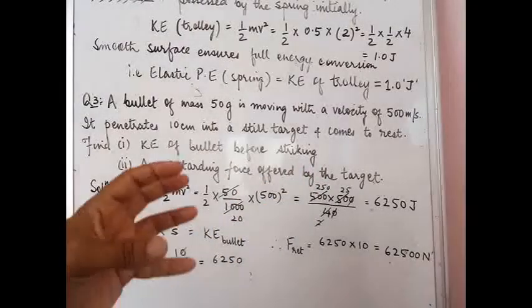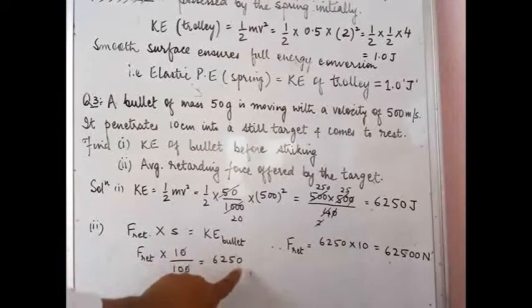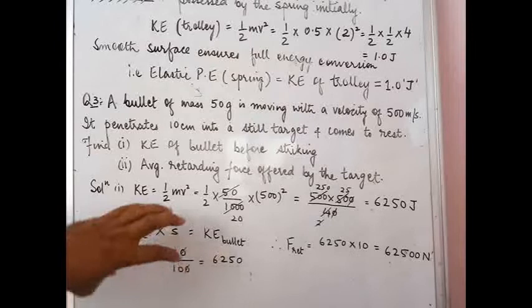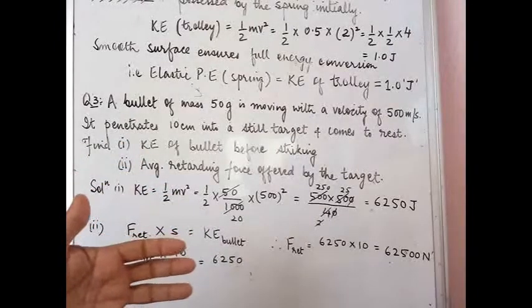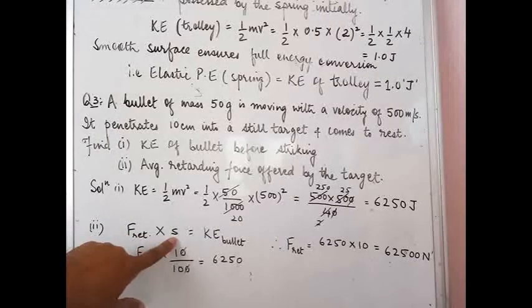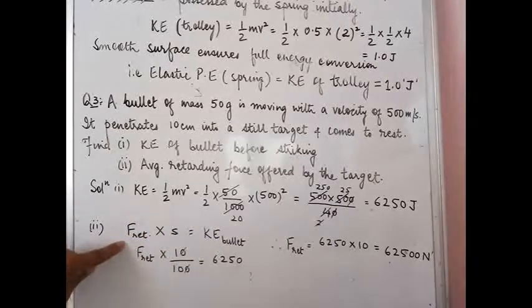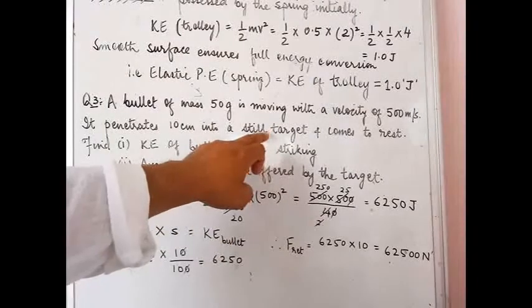The only thing is it will be used up. Okay, it will be used up in overcoming that resistive force. So this entire kinetic energy will have to be equated with the amount of work done by the bullet in opposing that resistive force. And as you already know, the work done is equal to force multiplied by displacement. What kind of force is acting over here? This force is the retarding force or the opposing force, offered by what? Offered by the still target.